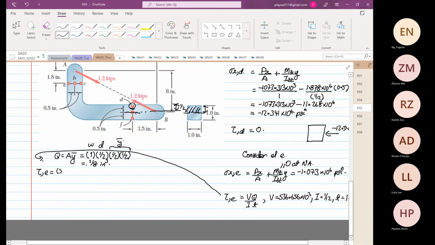So our shear stress at point E is equal to 536.656 times 10 to the power 3 times Q over I, with thickness 1. So this is equal to 536.656 times 10 to the power 3 times 1 over 8 divided by 1 over 12 divided by 1, which is equal to 0.804, or 0.805, times 10 to the power 6 psi.